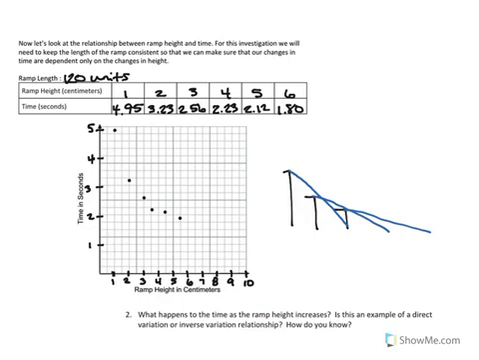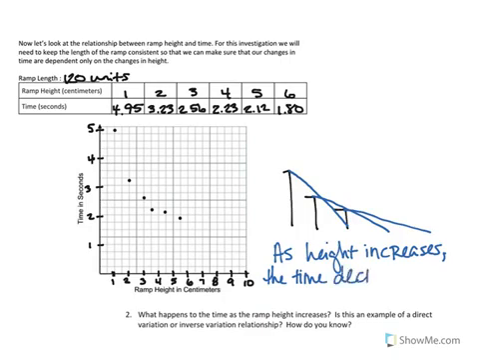What ends up happening here is that as that ramp height gets higher, the time it takes to get down the ramp gets lower. So as height increases, the time decreases. Therefore, this is inverse variation.